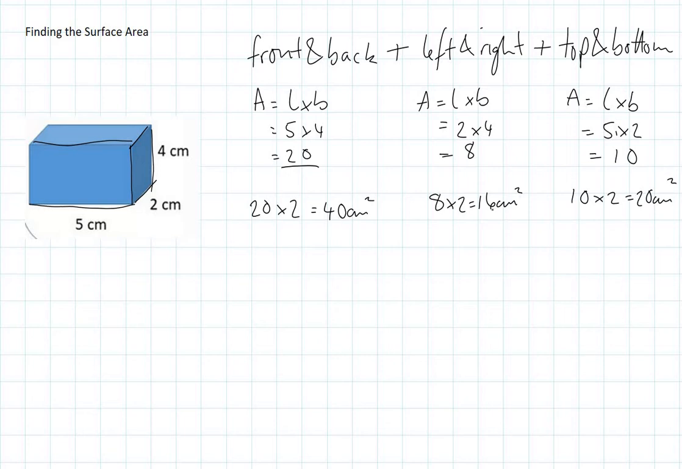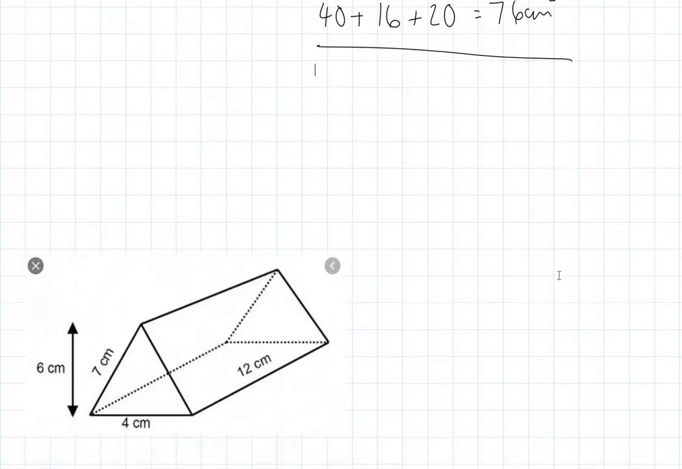So 40 add 16, that's 56. Add on 20, that's 76. Well, let's write that out. 40 add 16, 56. Add on 20, 76 centimetres squared. And that's it. That's the surface area of a cuboid.